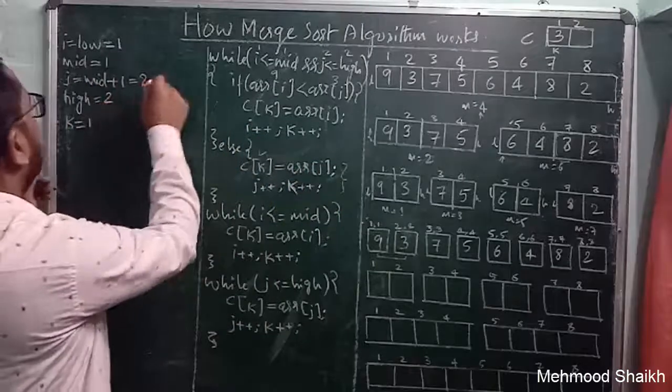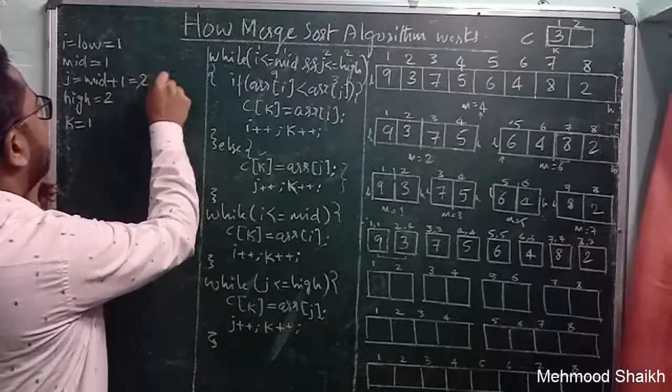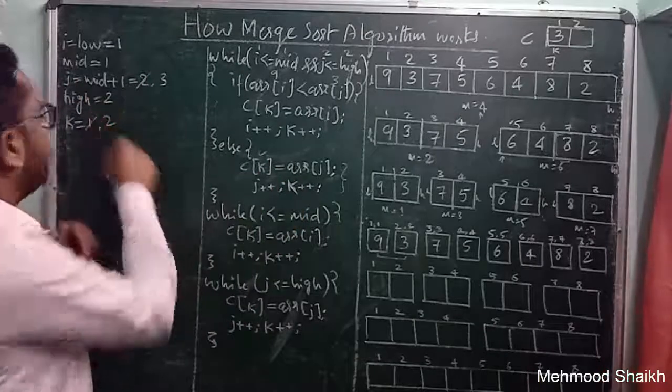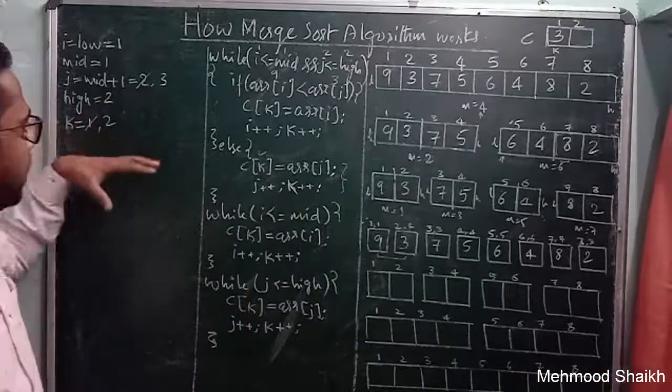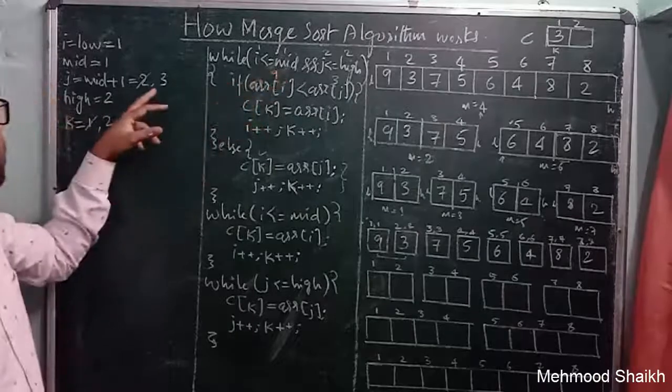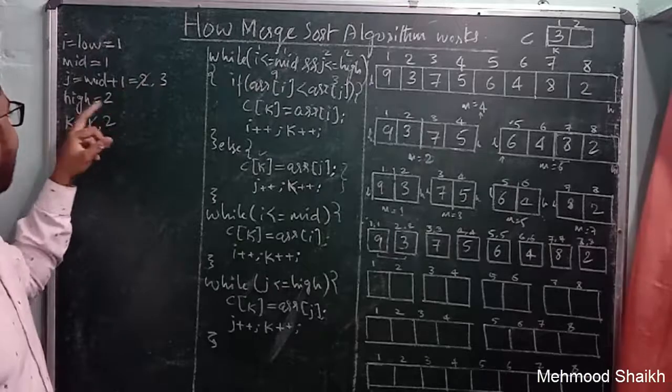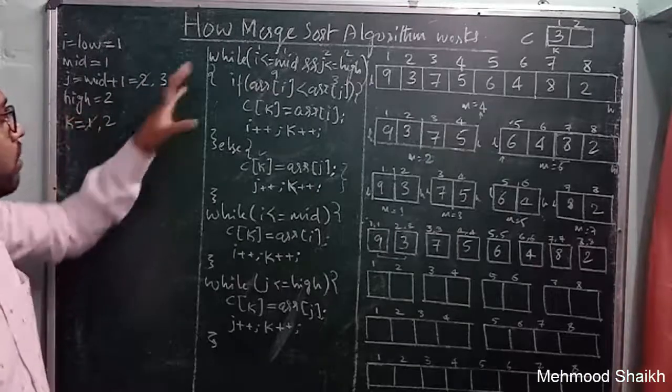So j will be incremented. Now j will become 3 and k will become 2. Okay, so now we have to apply the same algorithm with these values of i equals 1, mid equals 1, j equals 3, high equals 2 and k equals 2.